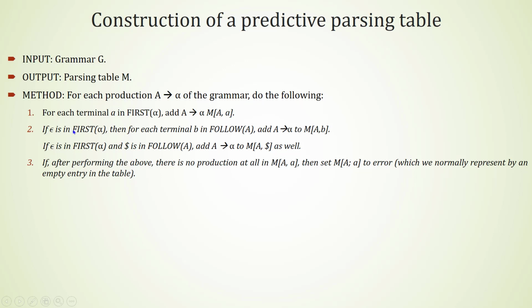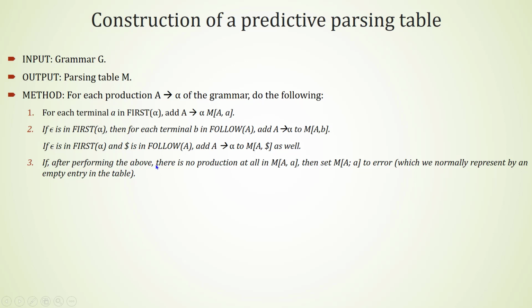Second step, if epsilon is in first of alpha, then for each terminal b in follow of A, add A gives alpha to M of A comma b. If epsilon is in first of alpha and dollar is in follow of A, add A gives alpha to M of A comma dollar as well.